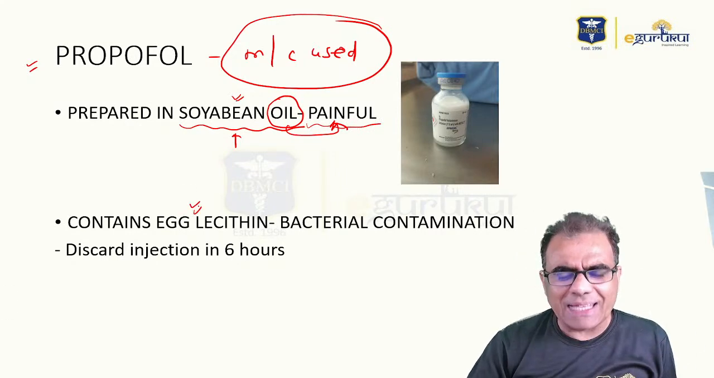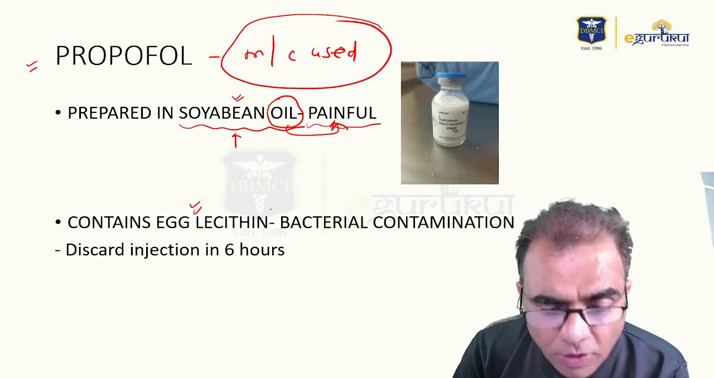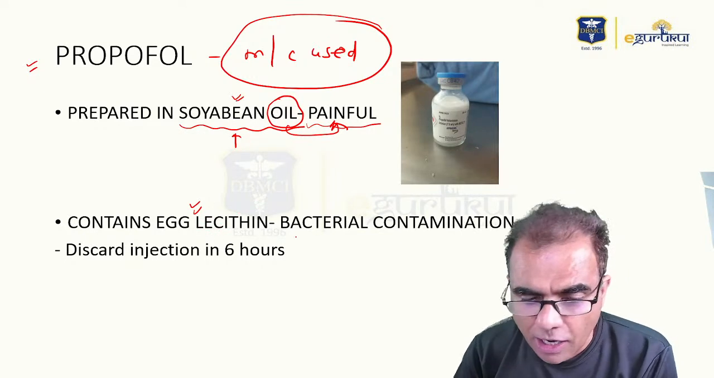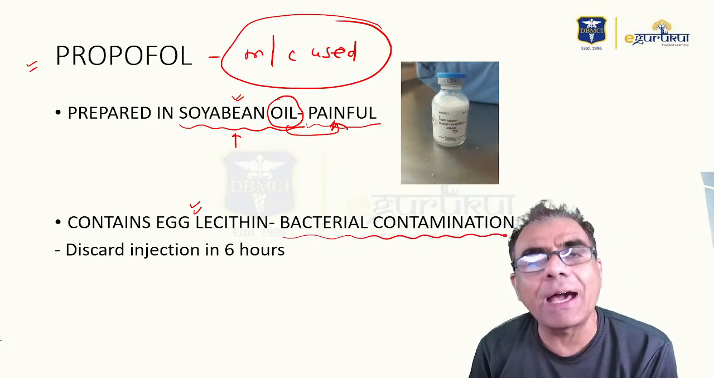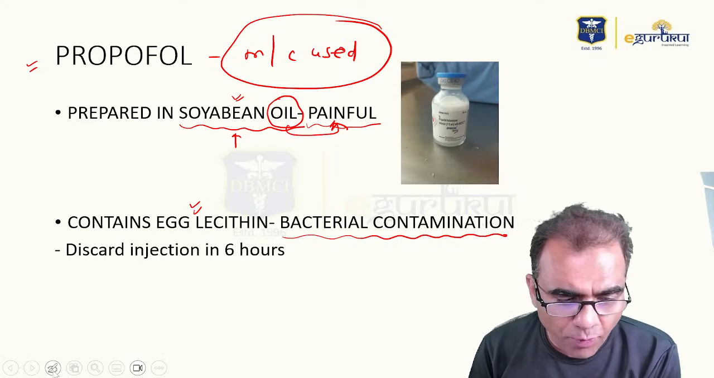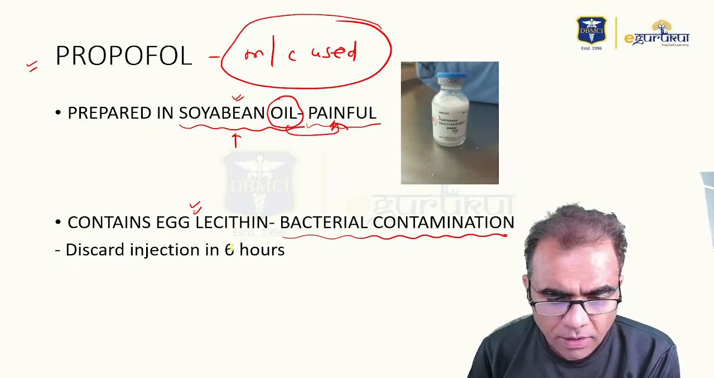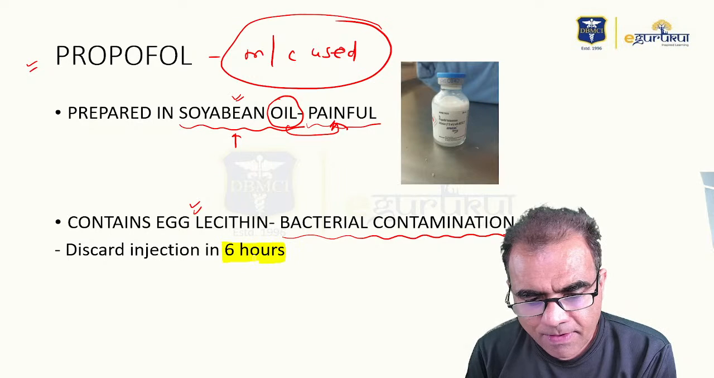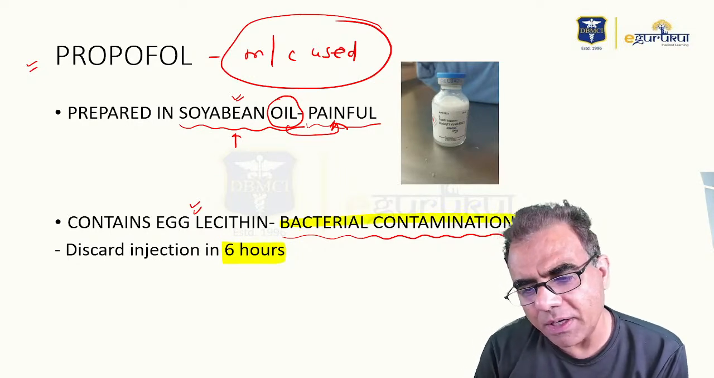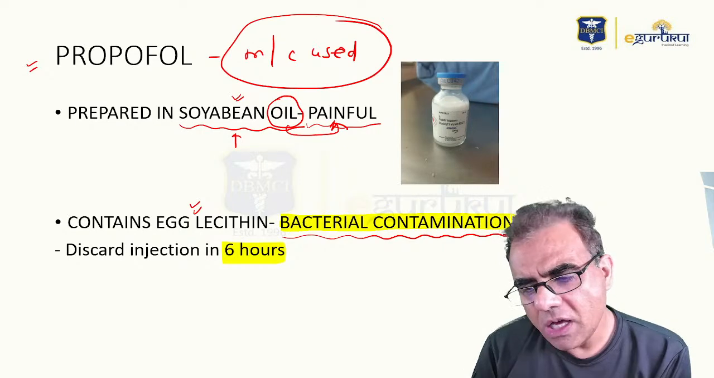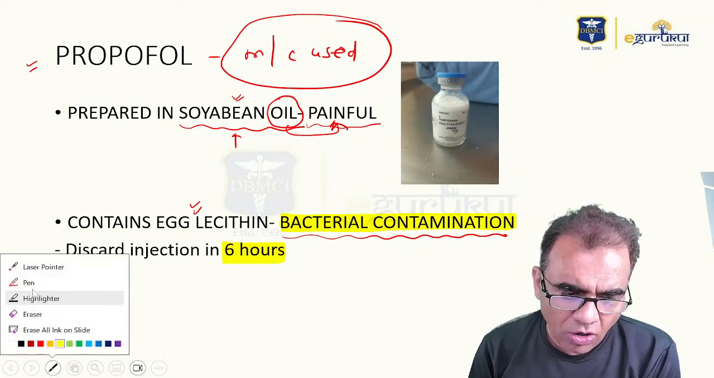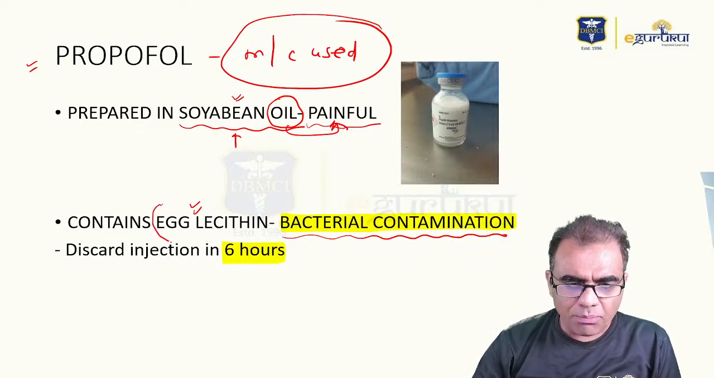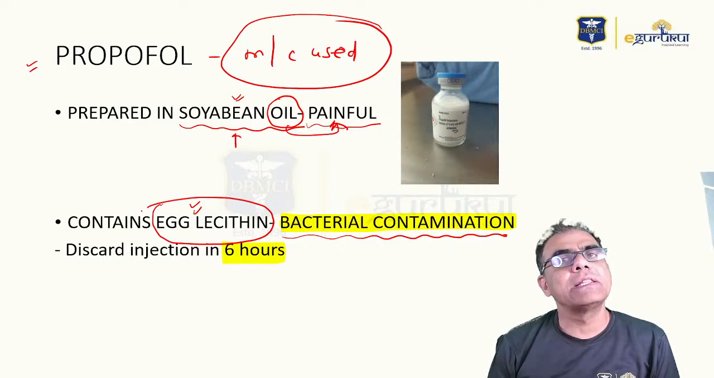Then it contains egg lecithin, and egg, you know, is a very good source for bacterial growth. So there are chances of bacterial contamination with propofol. Therefore, once propofol is opened, you have to use it within 6 hours. Otherwise, there can be chances of bacterial contamination. So once you have opened the propofol vial, you have to use it within 6 hours, or after 6 hours you have to discard it, because it contains egg lecithin.